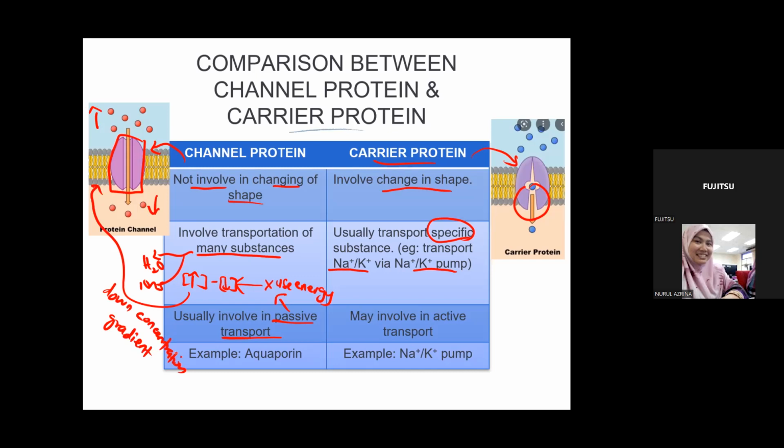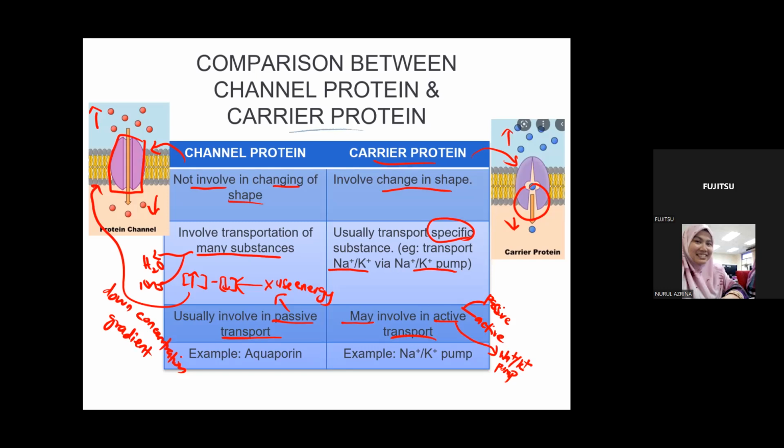Okay, whereby for carrier protein, it may be involved in active transport as well. Maknanya kalau carrier protein, ada yang boleh guna secara pasif, ada yang boleh guna juga secara aktif. Kalau gambar yang awak tengok ni, this one is secara pasif, from high concentration to low concentration. Tapi kalau kita tengok tadi contoh yang kita baru belajar tadi, sodium potassium pump transports substances against the concentration gradient.